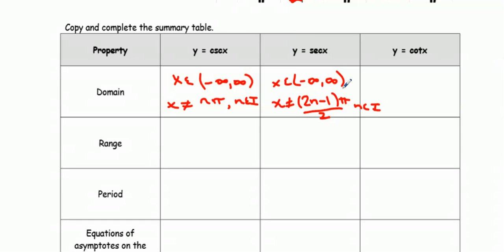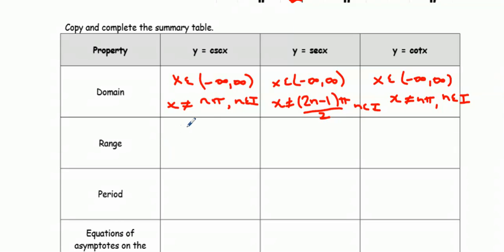That's our domain for secant x, and then cotan, that was the one we just did, and it looked like there were asymptotes at the multiples of pi, so we're going to say x is an element of negative infinity to infinity, so everything except n pi, where n is an element of the integers.